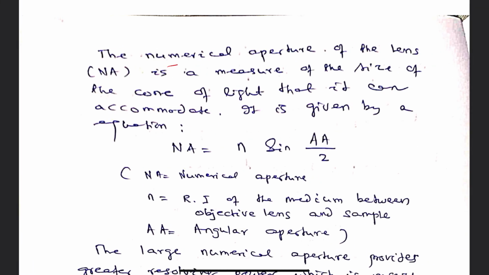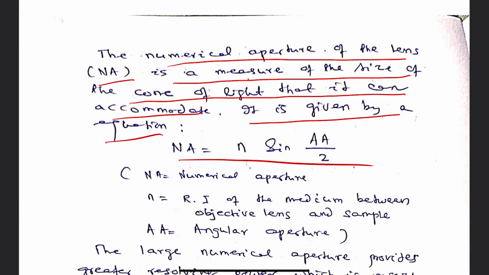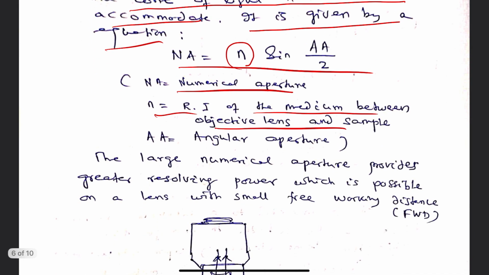So the numerical aperture of the lens, NA, is the measure of the size of the cone of light that it can accommodate. It is given by the equation NA = n sin(A/2), where n is the medium between the objective and the slide. NA is numerical aperture, n is the refractive index of the medium, generally 1 because it is air, and A is the angular aperture.